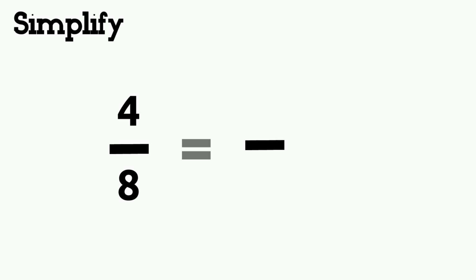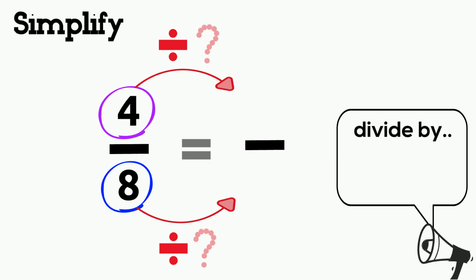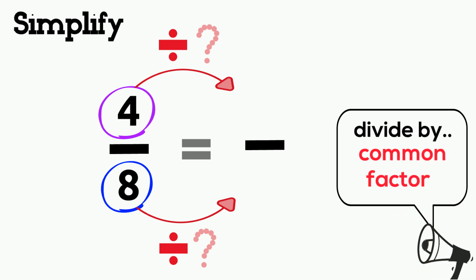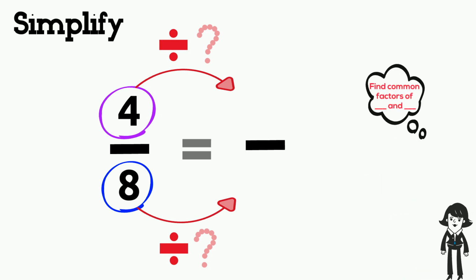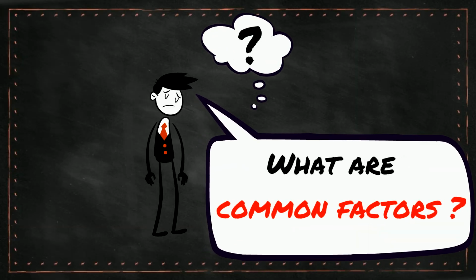Let's simplify 4 out of 8 by dividing the numerator and dividing the denominator by the same number. What number should it be divided by? By a common factor of the numerator and denominator. To find the common factors of numerator 4 and denominator 8, do you know the factors of 4 and factors of 8? Let's recap what are common factors.